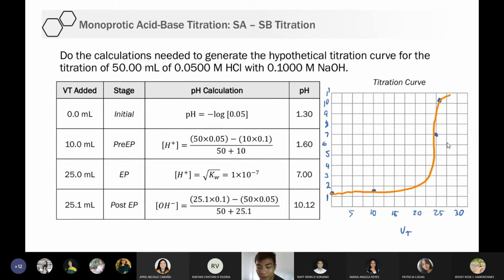Okay. So if you graph that in Excel, ganyan ang itsura. Ganyan ginagawa sa lab. No? Kasi wala tayong lab ngayon, kaya sad. Okay, so sad lang tayo. Yan. So that's the titration curve.